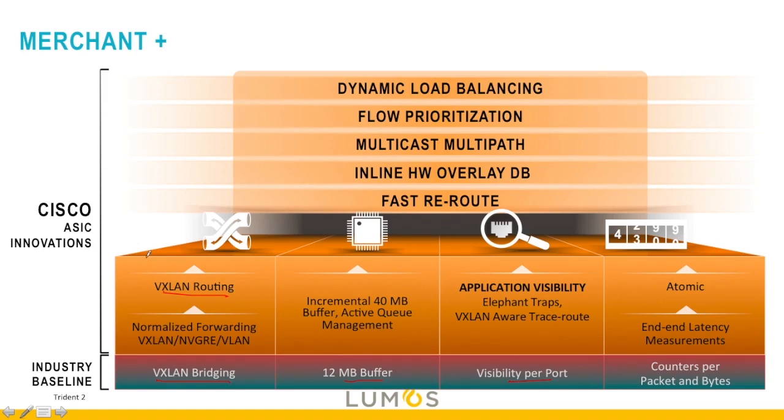So Cisco provides their own ASICs. First, they came up with the ASE and the ALE, which we'll talk about in a little bit, as well as some other ASICs to provide that VXLAN routing capability. They also added some more buffer and some smarter ways to handle packet drops and buffer management. Also additional application visibility, things like atomic counters, end-to-end latency measurements, as well as dynamic load balancing, flow prioritization, multipath, an inline hardware overlay database, basically storing the entire session or state table in hardware so nothing has to get looked up in software for the entire fabric, as well as fast reroute.